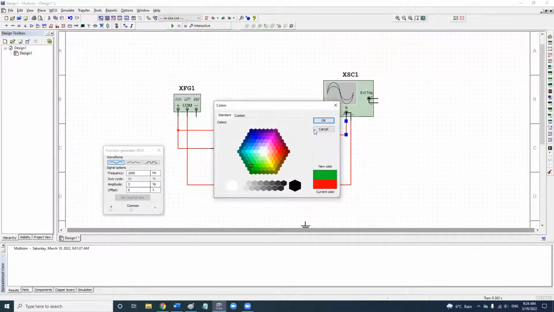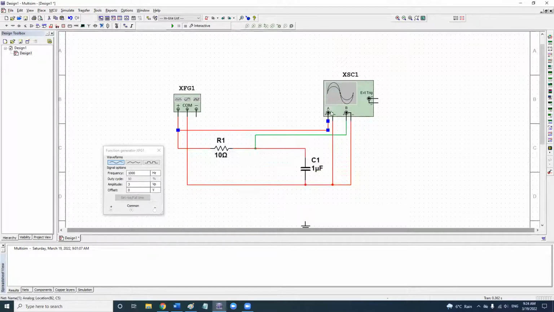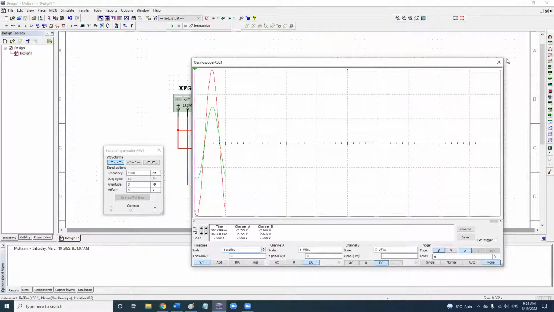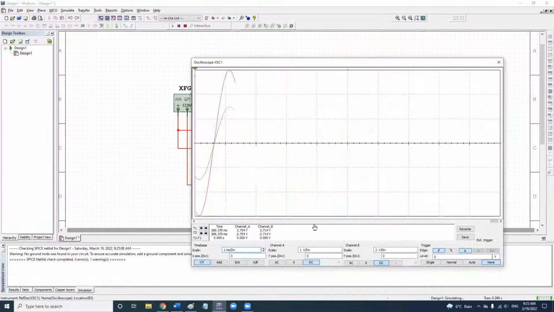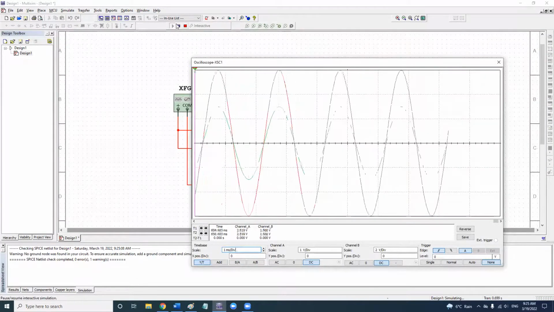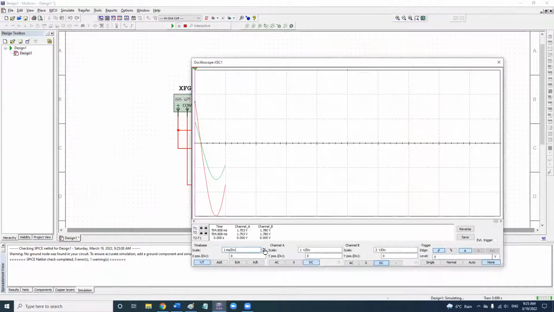Okay, let's choose the green color. The input is that one. I choose 500 hertz, 3 volt peak. Let's start it. Let me pause it. All right, decrease the things. Very clear to see it.